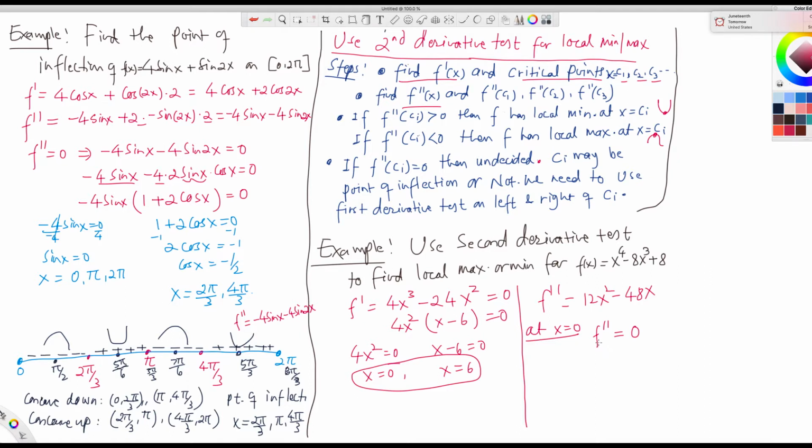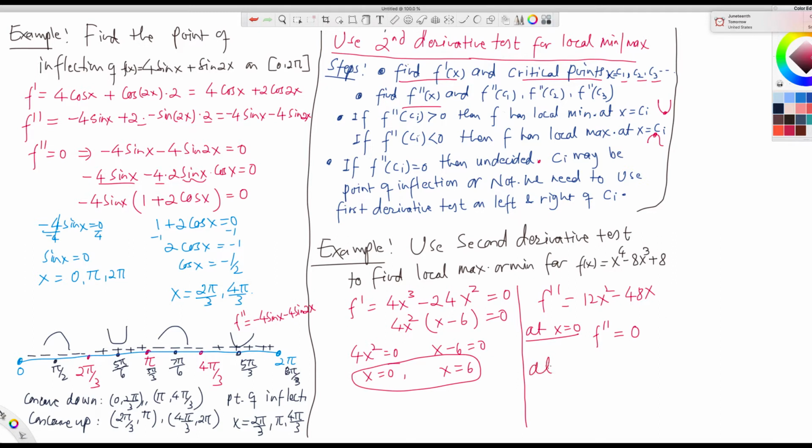So we'll have to go with the first derivative. Or you can use the second derivative for concave up and down, or use the first derivative. Either one, you will get the answer. Okay. So we'll have to do more work for this one.